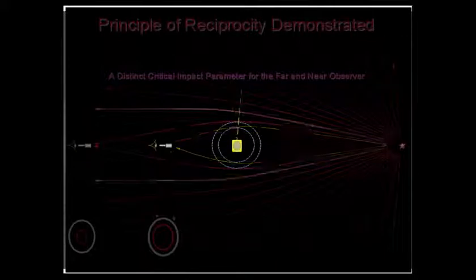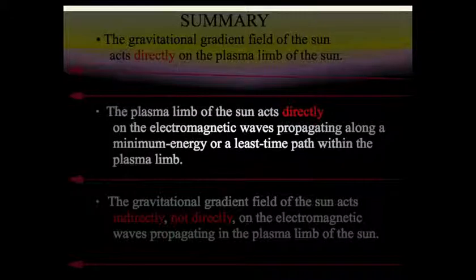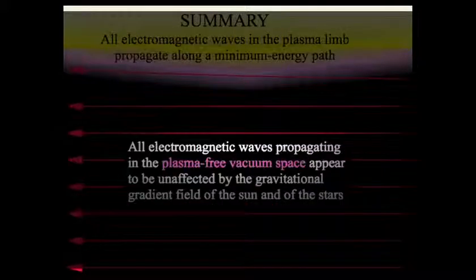So, summarizing what I just talked about, let's finish up. I'll just skip over to the summary and conclusion. In the conclusion, you have the light scattering and light bending according to general relativity. In summary, the gravitation-created field of the sun acts only directly on the plasma limb of the sun, and there's no bending whatsoever outside of that. And if you take a look at electromagnetic waves propagated free of plasma, there is no bending whatsoever.